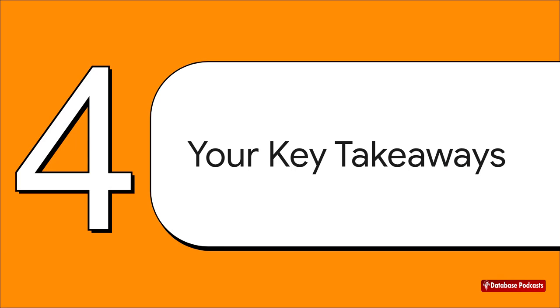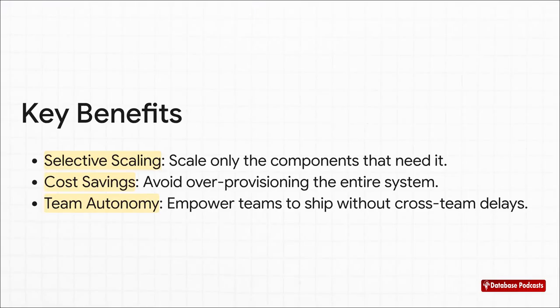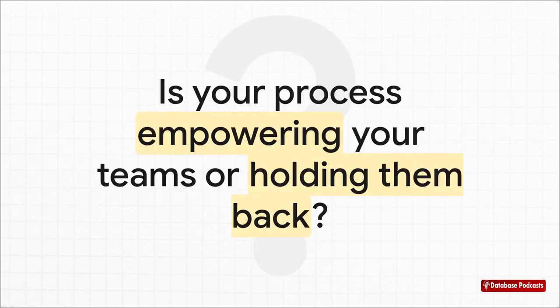Okay, we have definitely covered a lot of ground here. So let's just boil it all down to the key things you should walk away with. All right? If you only remember three things from this, make it these. First, independent deployability gives you selective scaling, which means you only pay for what you actually need. Second, that directly leads to some serious cost savings and flexibility. And third, and this is a big one, it unlocks true team autonomy, getting rid of bottlenecks and letting your teams just go.